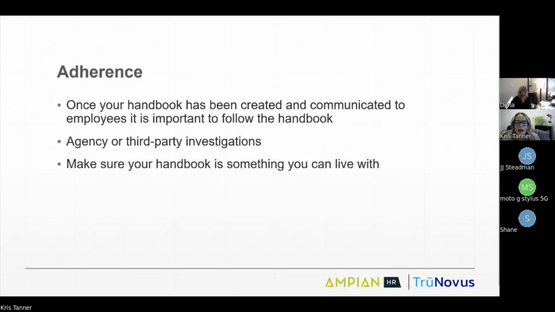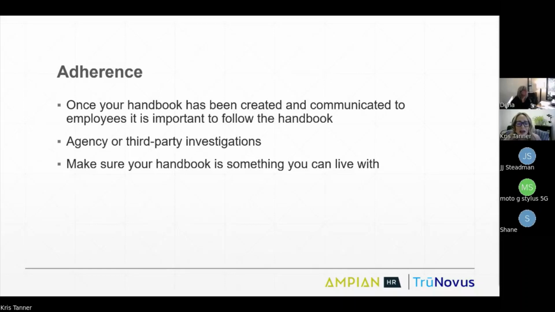Okay, another slide. Just as important as having a handbook is the adherence to your handbook. Well, what does that mean? That means that in most every case that comes up, you need to follow the language in your employee handbook. If you are not following your handbook and you have an issue with an employee, the handbook can be used against you. So let me give you an example.